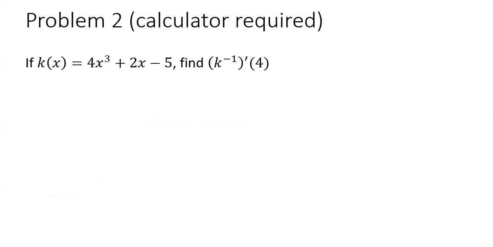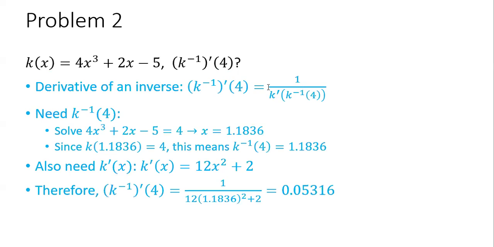Okay, number 2, this one requires a calculator. If k of x is 4x cubed plus 2x minus 5, find k inverse prime of 4, or the derivative of k inverse x equals 4. Okay, so we've got to apply that formula. What's the formula? k inverse prime of 4 is 1 over k prime of k inverse of 4. See, this is really confusing to memorize because you might think it's k inverse of k prime of 4, or you might remember it correctly as k prime of k inverse of 4. It's just way too complicated.